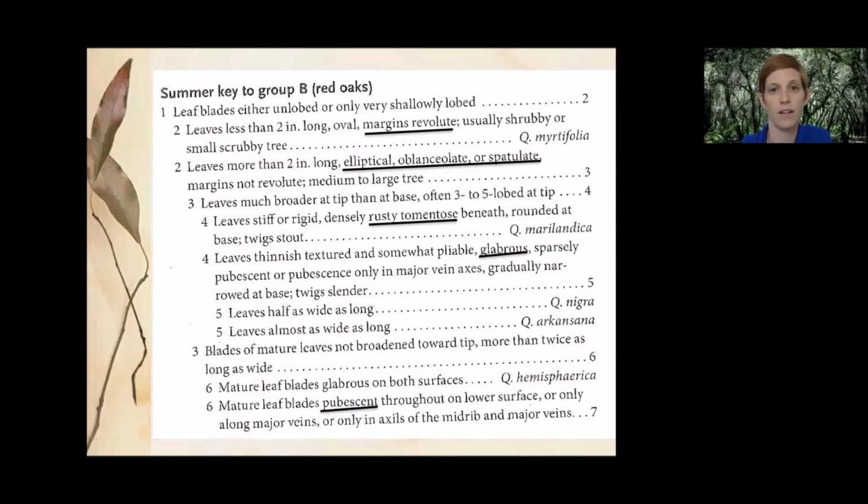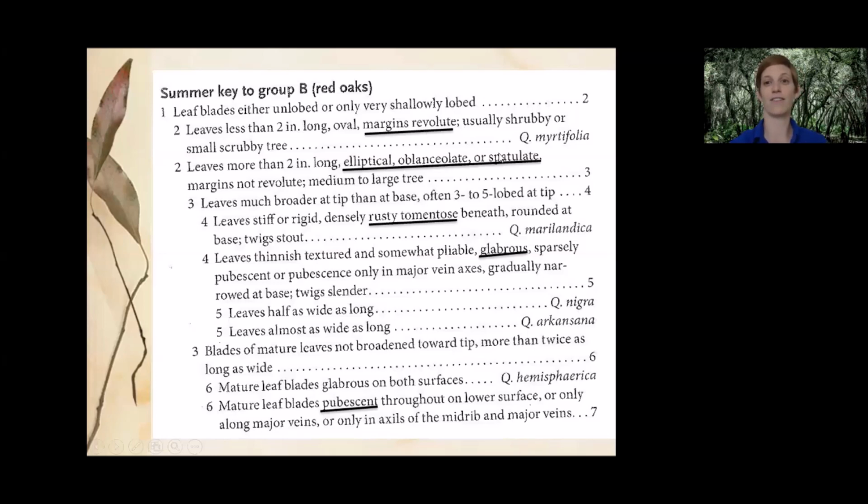So again, these are called dichotomous keys, and most plant or tree identification books will have these. It gives you things to look for. This is a key for if you're looking at what you think might be an oak in the summer. You can see here, it talks about leaf blades, which now you know what that's referring to, is either lobed or very shallowly lobed. The margins are revolute. So remember what that means, they're curved under.